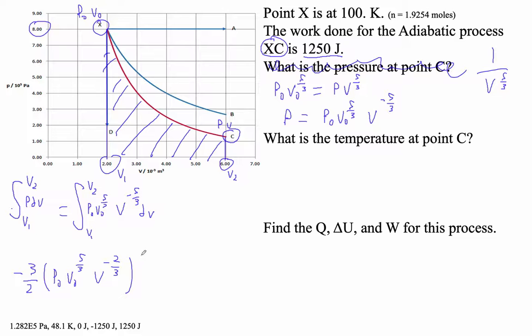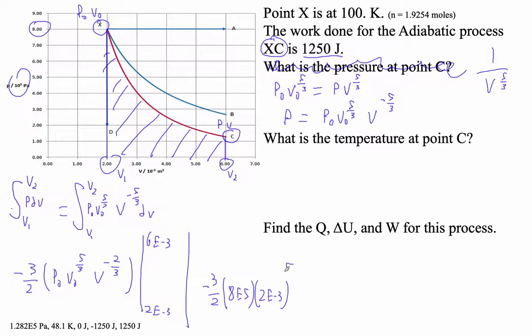And then we're going to evaluate that from, what are we? We're evaluating it from 6E minus 3 to 2E minus 3. So what does that look like? Okay, so that's minus 3/2. And then it's going to be the initial pressure, which is 8 times 10 to the 5th, right? And then it's going to be 2E minus 3, that's raised to the 5/3, right? So those are our constants. This is constant, right? And then we're going to do this, right?